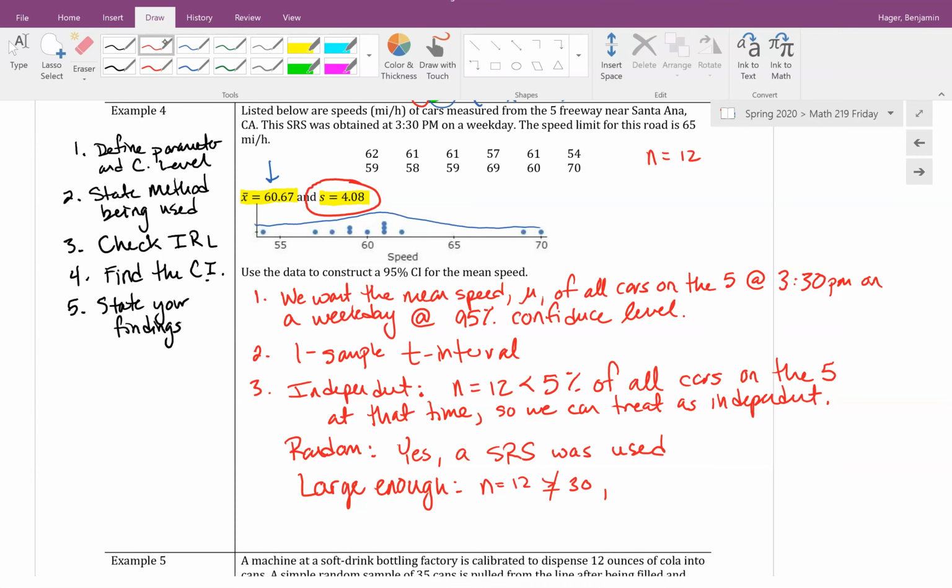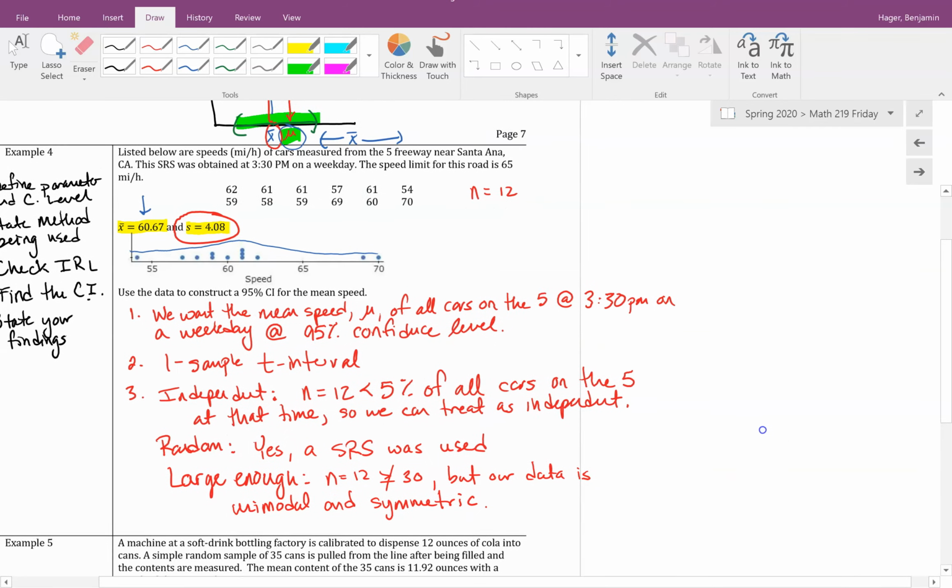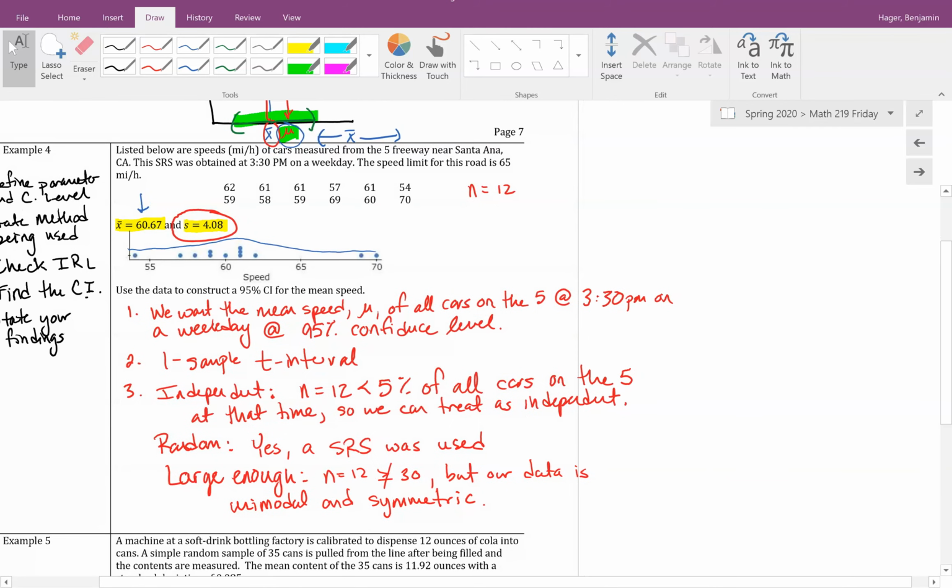So we'll say that we're not big enough, but our data is unimodal and symmetric. And again, the whole idea is that at the end of the day, we don't want someone to be able to say, hey, I don't trust your answer because your sample size wasn't large enough. Now we can turn around and say, yeah, it wasn't large enough, but look at the shape of it. It's behaving somewhat normal. It's unimodal and symmetric. So we still feel good about the results we're going to get.